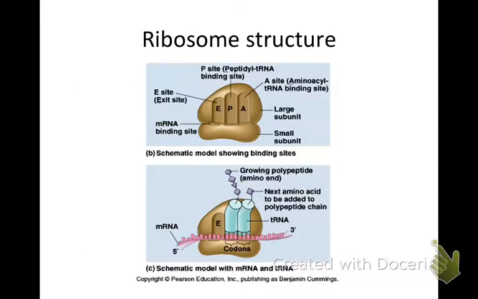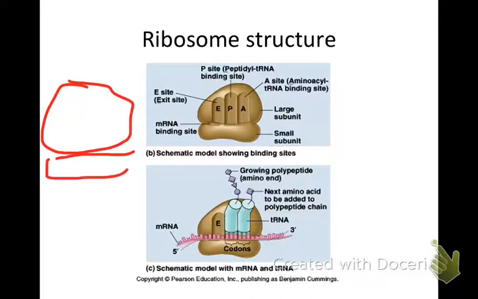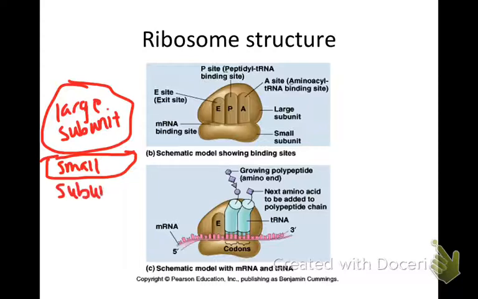Ribosome structure. We just need to know that this is made of a large subunit and a small subunit. So let's just draw us a ribosome. It's going to be kind of this big blob. And on the bottom it's going to have a smaller blob. So go ahead. This is large subunit. This is small subunit.